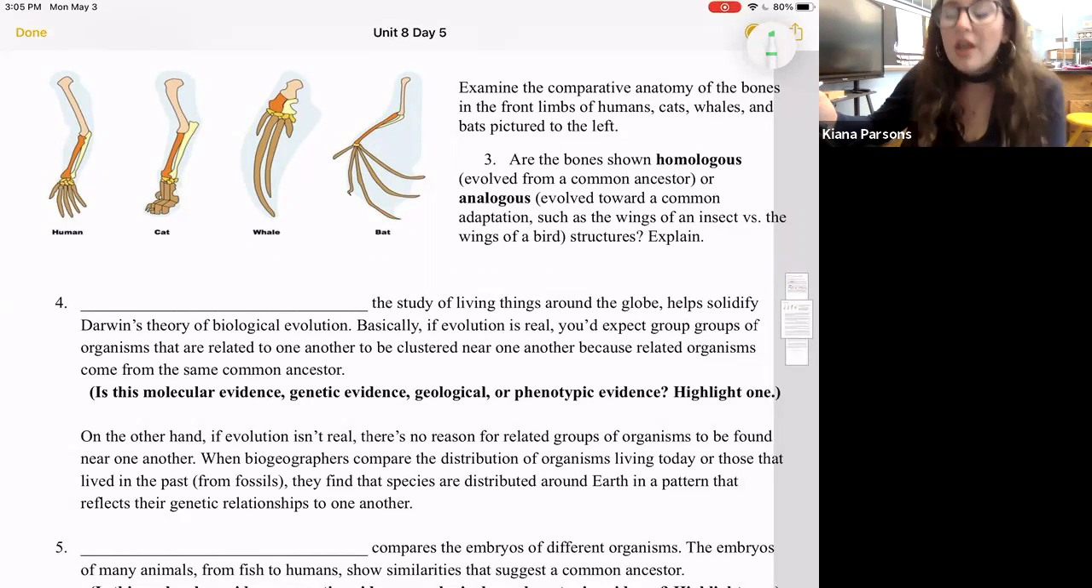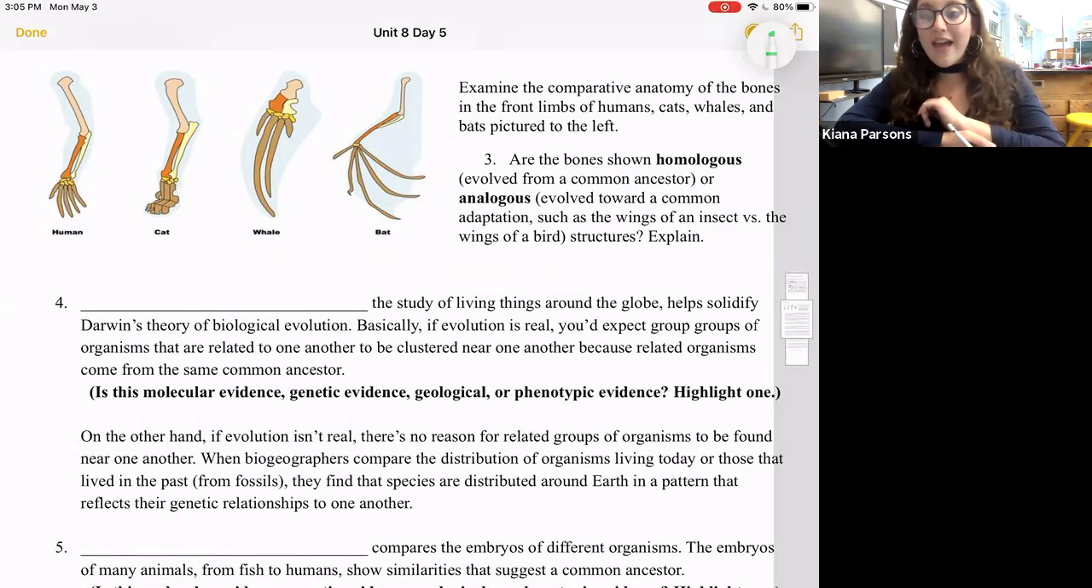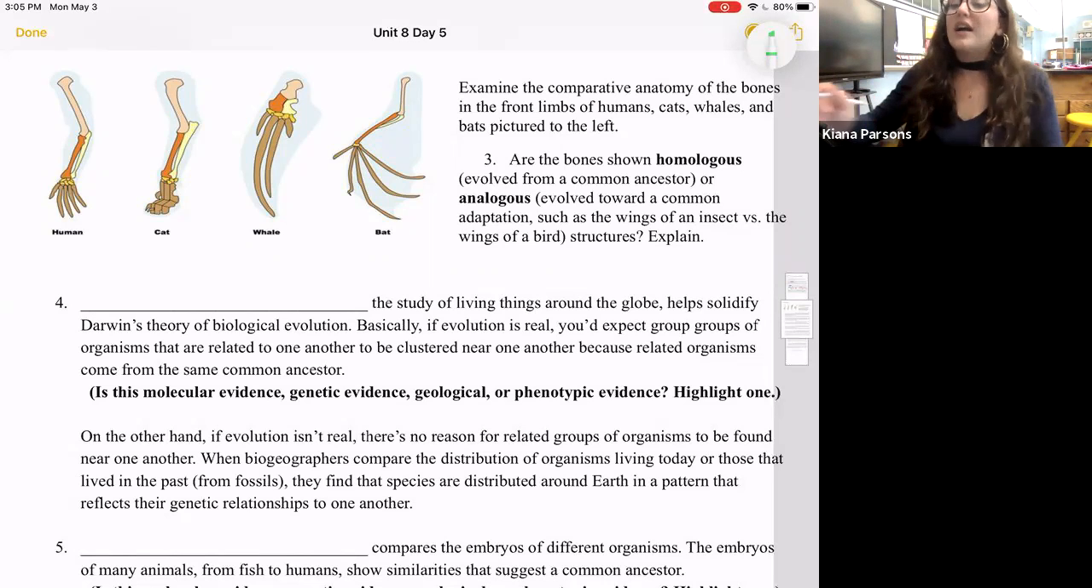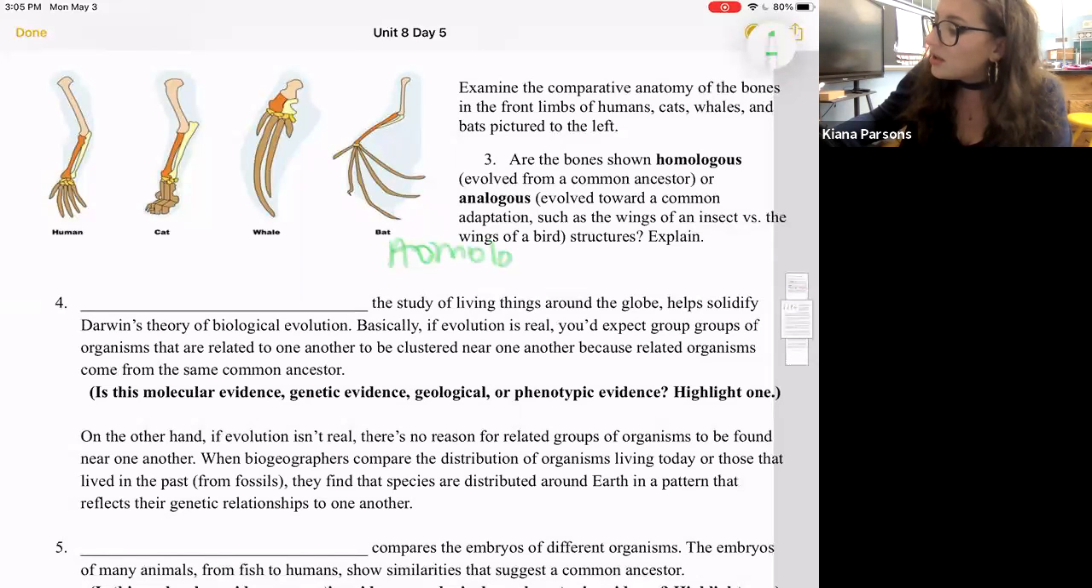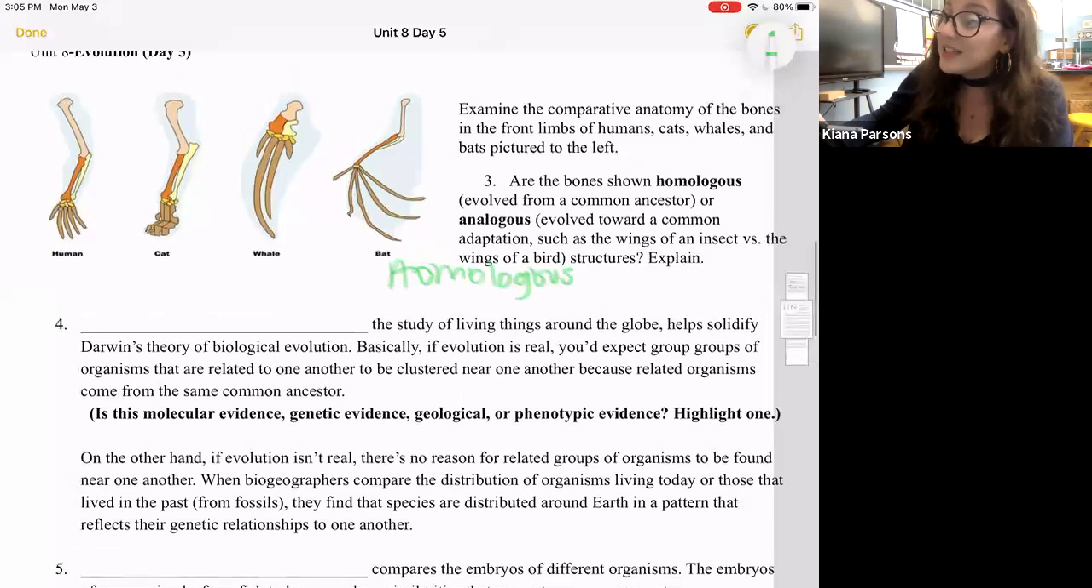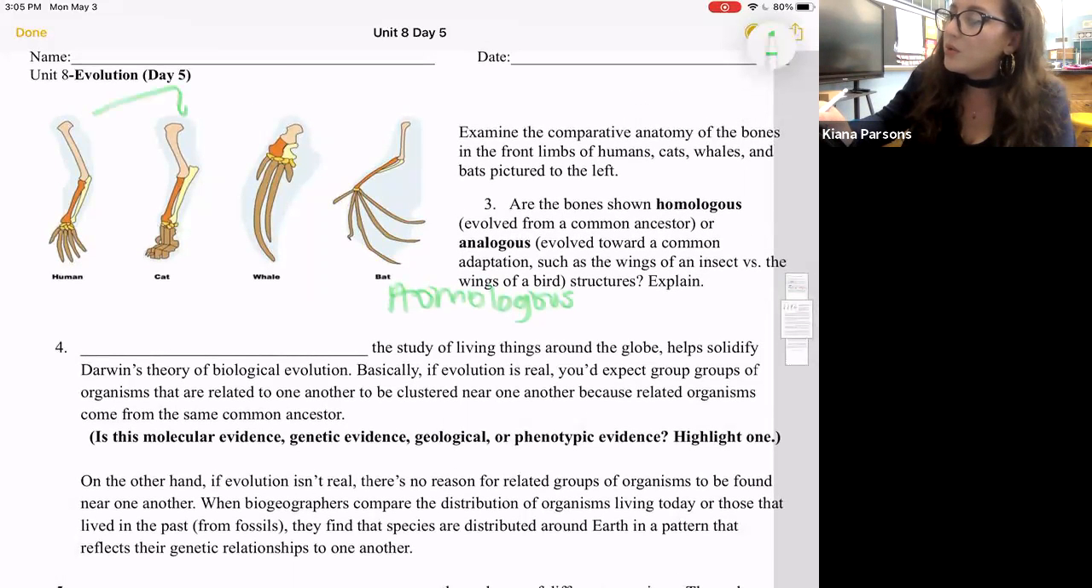Analogous structures may be an example of evolution of a similar structure, right? Like bats, for example, have wings, so do some insects, and so do birds, but they all evolved that adaptation to fly in different ways. So they're not very closely genetically related, whereas all of these are homologous. And they have different functions, but they share a common ancestor. We also should be able to note that these are all mammals.